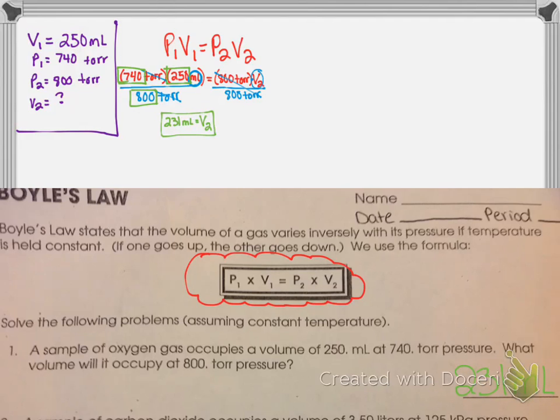In order to get full credit for these problems, you must show your work. So you must have your variables written out, your formula with the units, and then have your answer on the line.